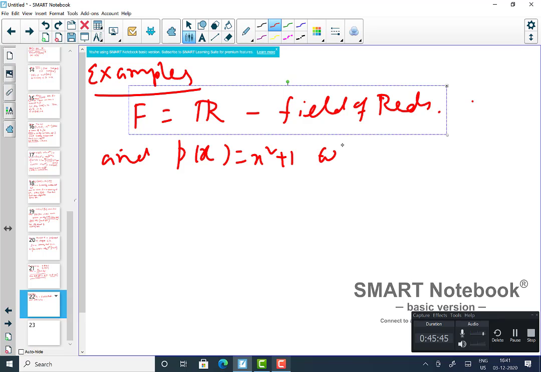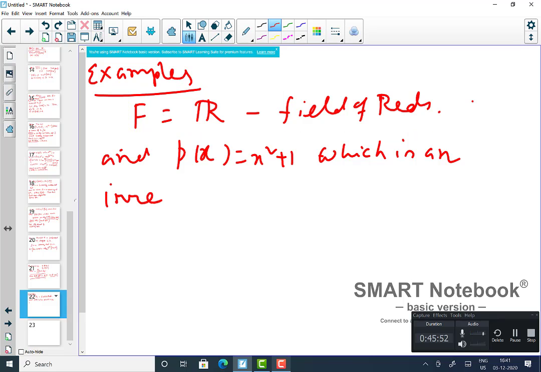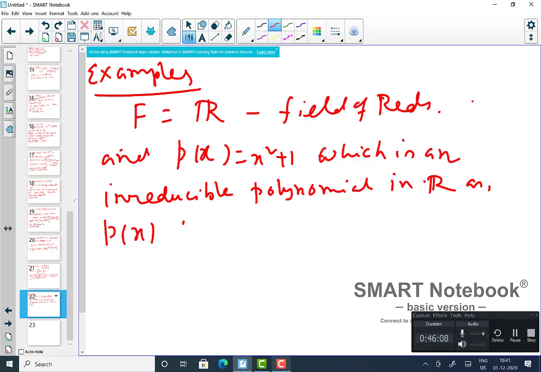Now note that this is an irreducible polynomial in R as P has no roots in R, right? Because if it had a root, then the square of that element would have to be -1, but the square of every element in R is positive or 0, so it cannot be negative. So this is an irreducible polynomial.